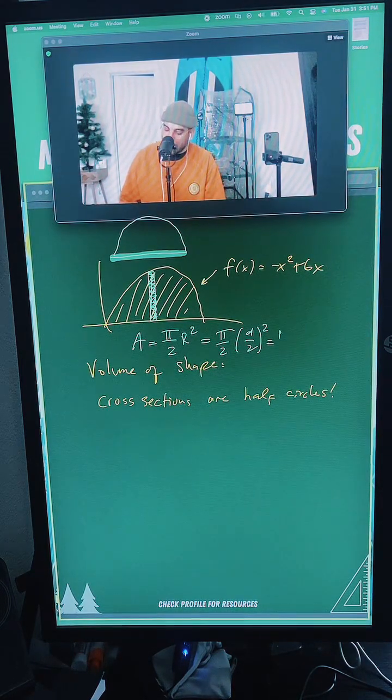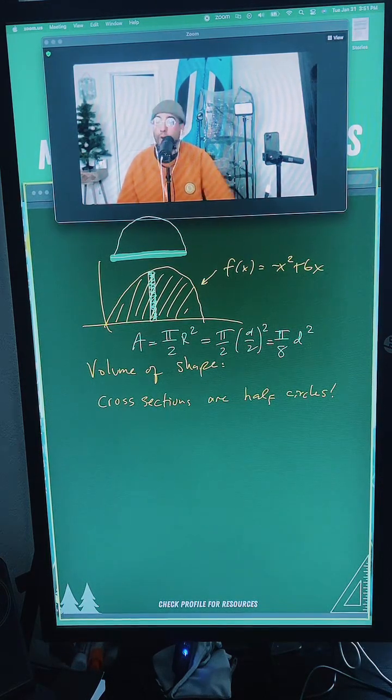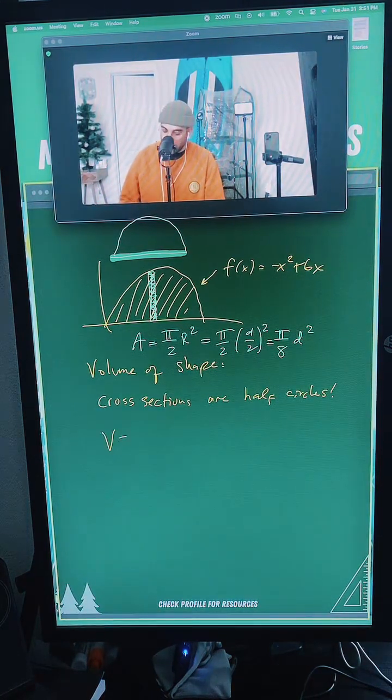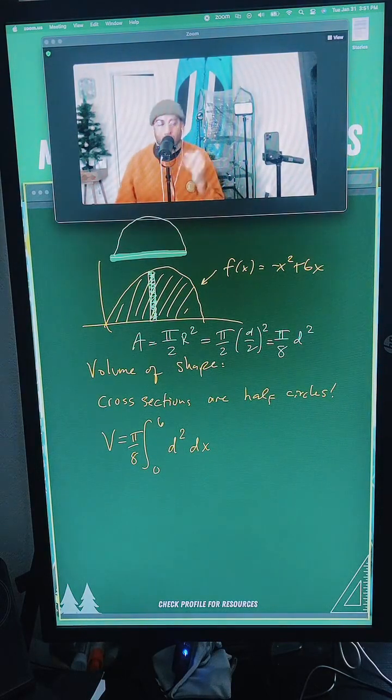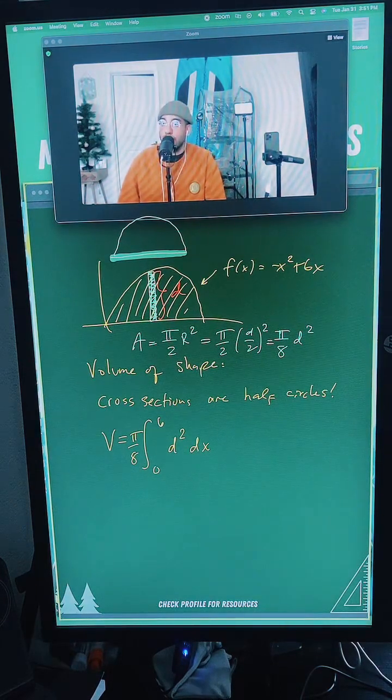And so now we have pi over 8 d squared. How did I get pi over 8? Look at that. I still have the 2 from the bottom, and then when I squared the 2 that's inside the parentheses, that becomes a 4. So 4 times 2 is going to be 8. So now when we're trying to find the volume, that's the volume from 0 to 6, pi over 8 on the outside, and then d squared dx. But remember, our d is going to be that radius in our function.